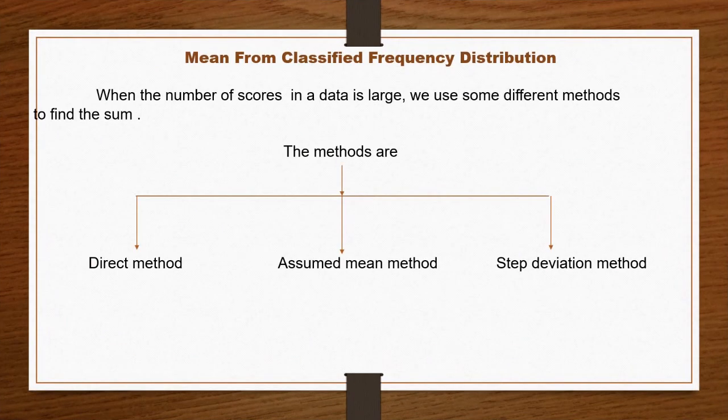The mean from the classified frequency distribution. When the number of scores in a data set is large, we use different methods to find the sum. The methods are the direct method, assumed mean method, and step deviation method. When you find the mean by the direct method, assumed mean method or step deviation method, the answer should be the same.